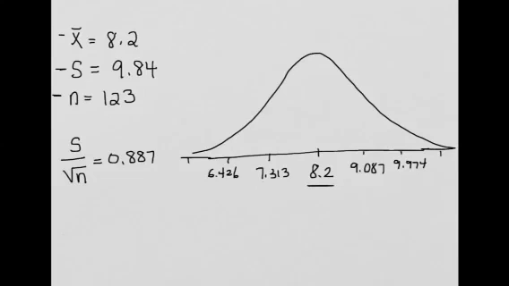So we calculate the standard error, in this case, by taking the sample standard deviation divided by the square root of the sample size, and that gives us 0.887. So that's our standard error, and that's what we're using here in our distribution. And this is the t-distribution as opposed to the normal distribution. We're using the t-distribution because we don't know sigma.